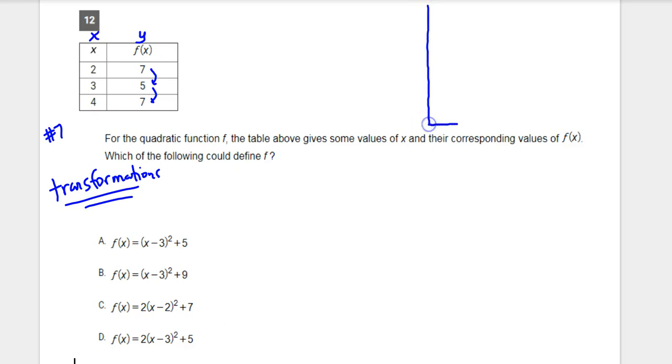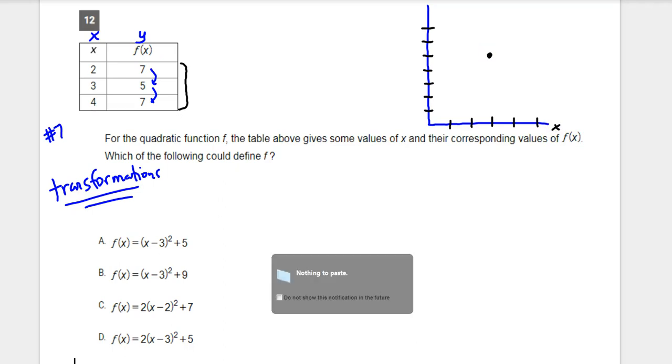I'm just going to do the first quadrant because that's all I have point-wise. It looks like my x's go 2, 3, and 4, so I'm going to go 1, 2, 3, 4, 5. And then my y's go from 5 to 7, so 1, 2, 3, 4, 5, 6, 7. Let's put these points on here. So we have 3, 5, which is right 3 on the x-axis, up 5. That's going to put me right there. So there's the point 3, 5.